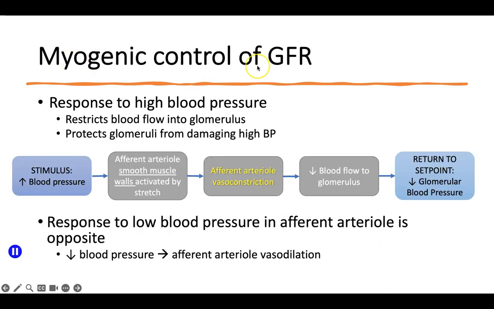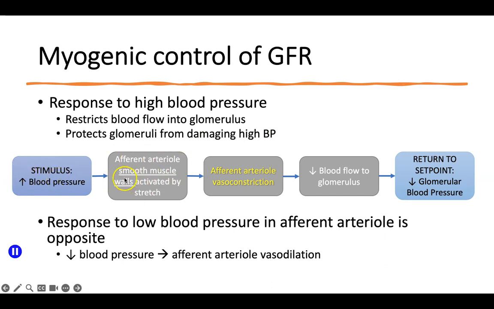So let's look more closely at the myogenic control of glomerular filtration rate. This is going to be in response to high blood pressure, and myogenic control would restrict blood flow into the glomerulus. So if blood pressure is too high, myogenic control means those muscles are going to constrict and reduce flow into the glomerulus. And this is going to help to protect the glomeruli from high blood pressure, from those damaging effects.